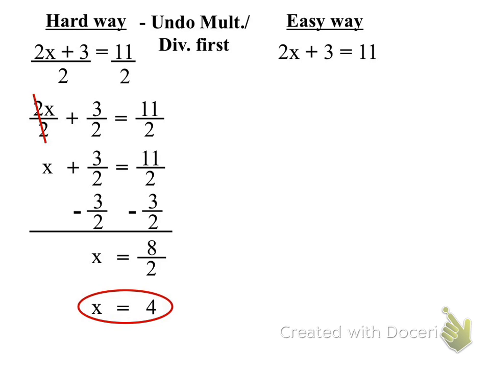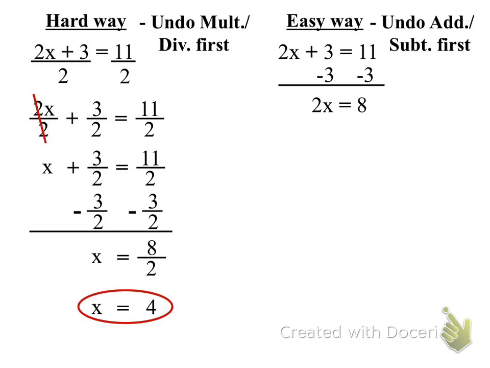So the easy way is to undo this addition right here. What's the inverse of plus 3? Minus 3. Good. And what am I doing after that? I'm left with 2x equals 8. What do I do next, Fionn? You divide by 2 on both sides. And we are left with? X is equal to 4.